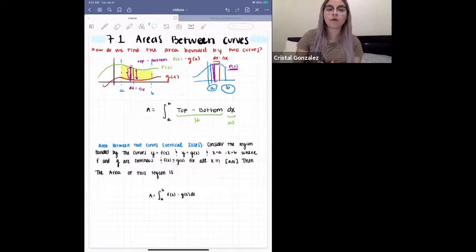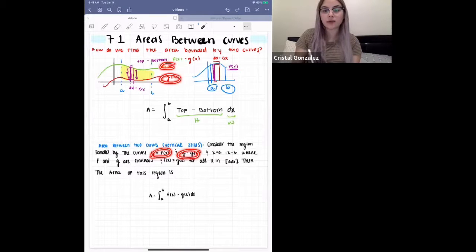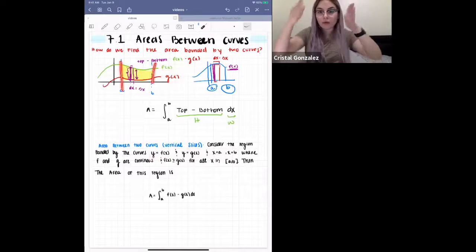Okay, so that's the formal definition of the area between two curves with vertical slices. Again, we're talking about vertical slices as in the slices of the rectangles we're cutting, how we're cutting these rectangles, how we're approximating. If we consider a region bounded by the curves y equals f of x and y equals g of x, just like we have here, and x equals a and x equals b, so we're talking about the bounds where we're cutting it.